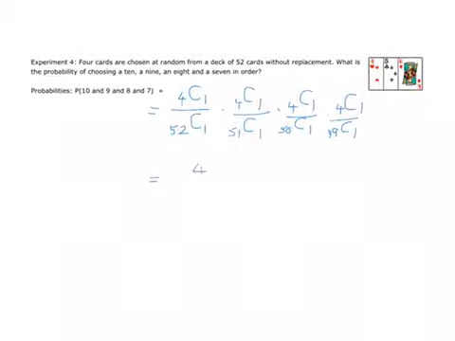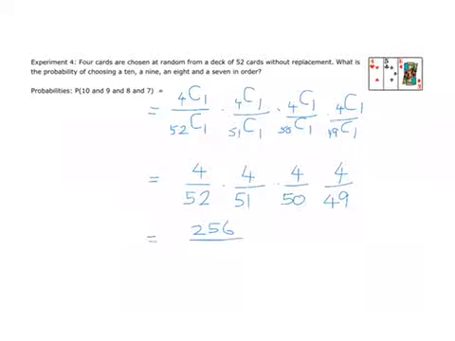And this equals 4 over 52, because 4 choose 1 is 4 and 52 choose 1 is 52, times 4 over 51, times 4 over 50, times 4 over 49. And that answer is 16 times 16 is 256 divided by 6,497,400. And that will reduce, and I'm going to reduce it by 8, I think.